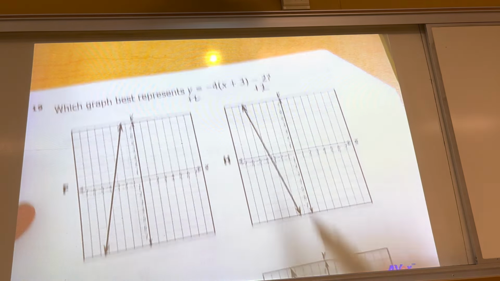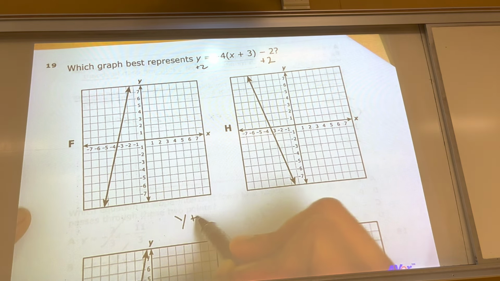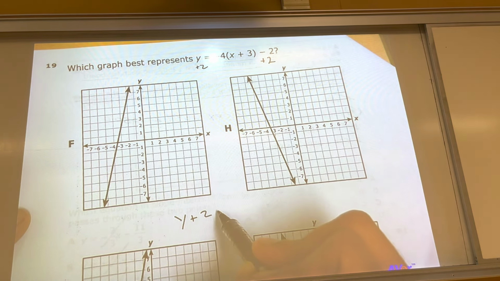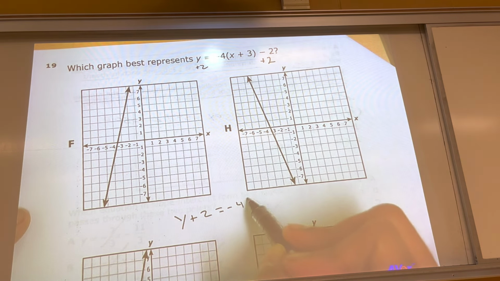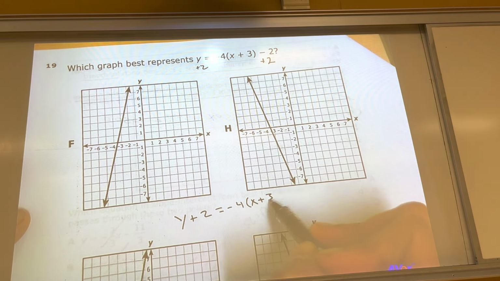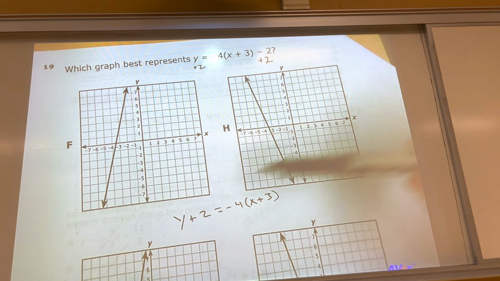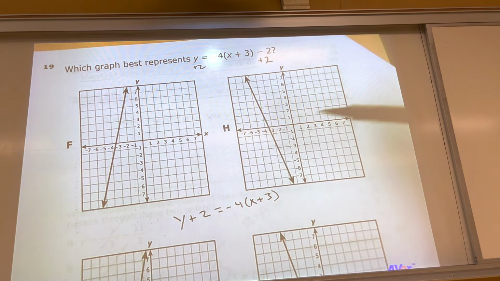The new equation is y plus 2 equals -4x plus 3. Not sure if you caught that, but basically I'm just changing it to point-slope form by adding 2 to both sides. Which means my slope is negative. That's my slope. Can't be that. Can't be that. Has to be one of these two.